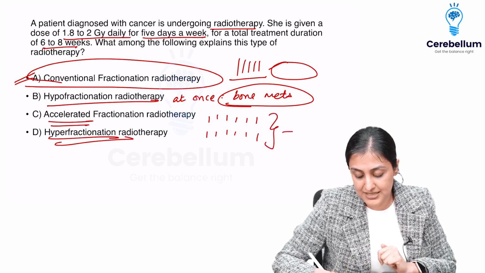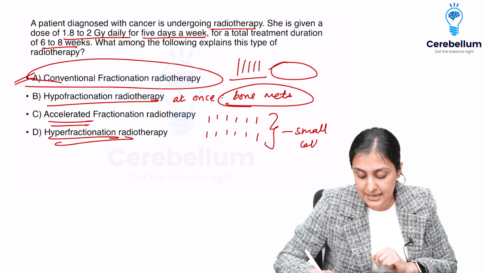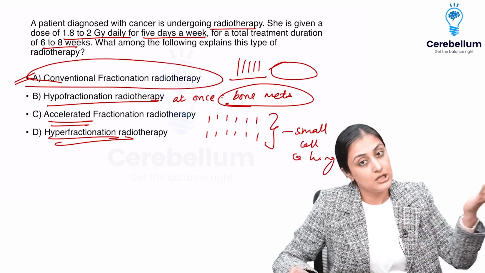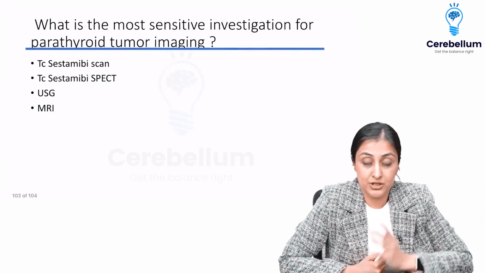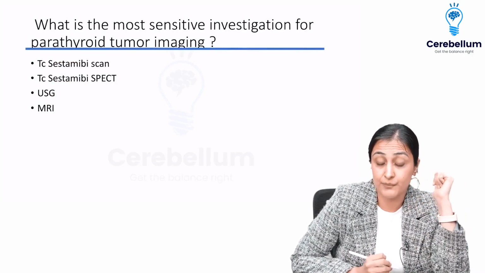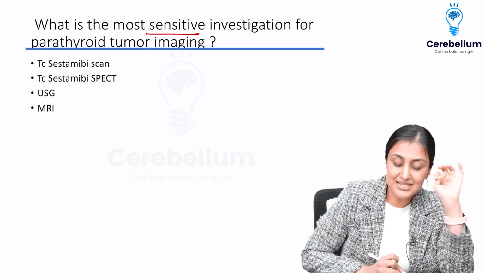Radiotherapy is done for aggressive tumors like small cell CA lung. So this is about the radiotherapy questions. From nuclear medicine, most sensitive: parathyroid.